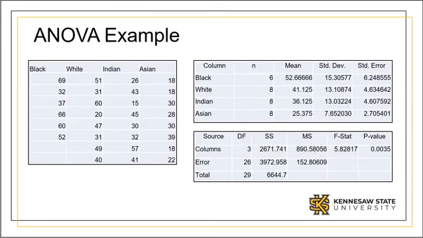Note that the p-value is 0.0035, which is much smaller than 0.05. Therefore, we reject the null. At least one of these groups is statistically different than the others on average. A Tukey HSD post hoc analysis shows that Black and Asian are statistically different from each other on average. The other paired combinations are not significant.